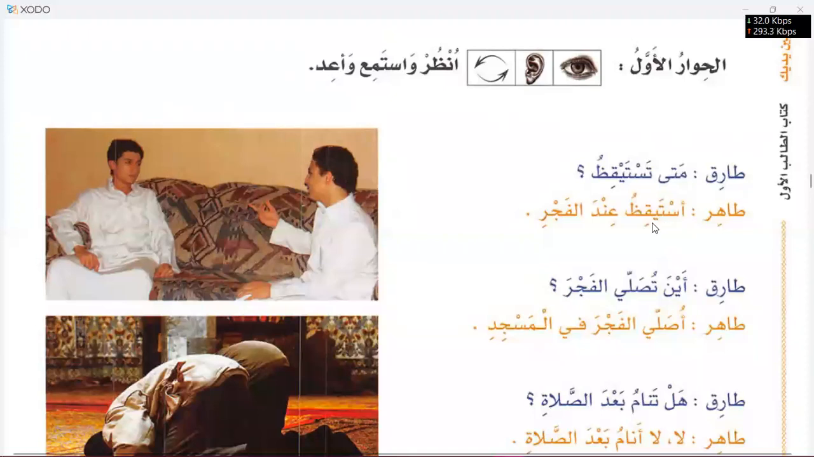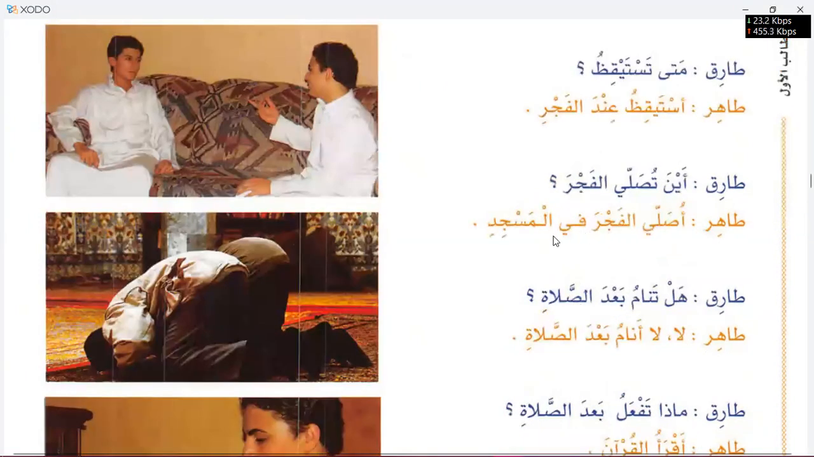Tahir: Astaikizu indal fajr. I wake up at fajr. Tariq: Aina tusalli al-fajr? Where do you pray the fajr? Tahir: Usalli al-fajr fil masjid. I pray the fajr in the masjid.